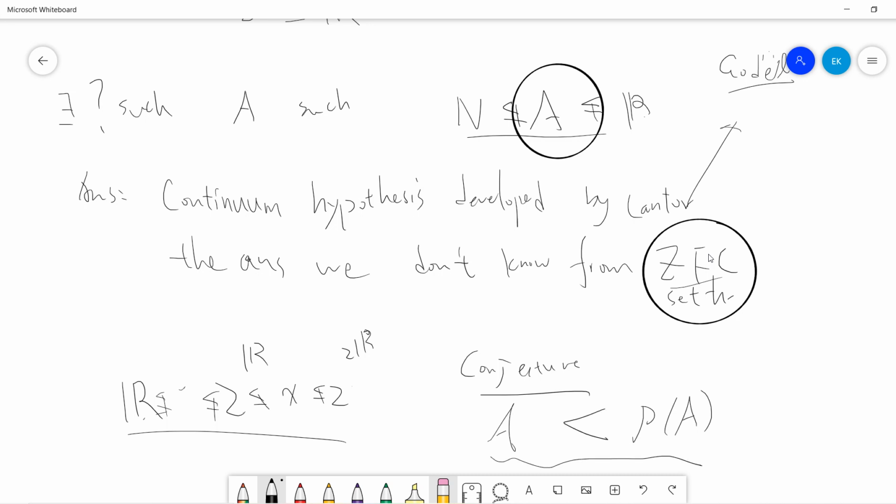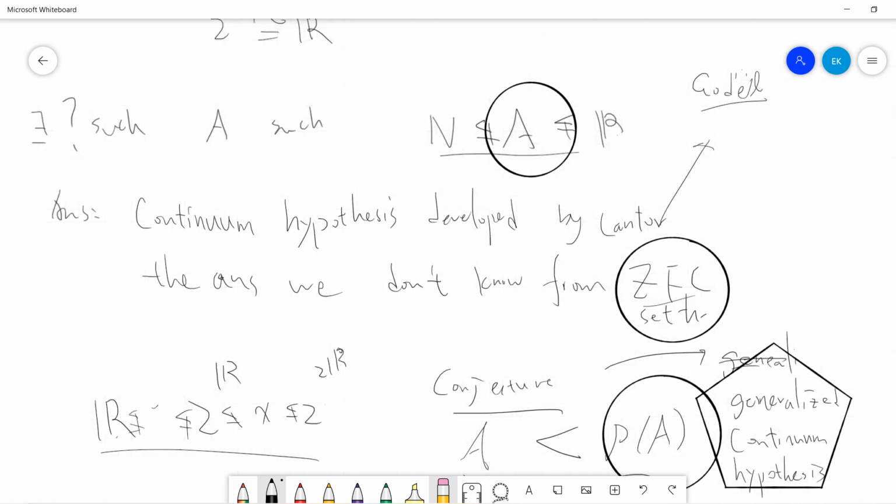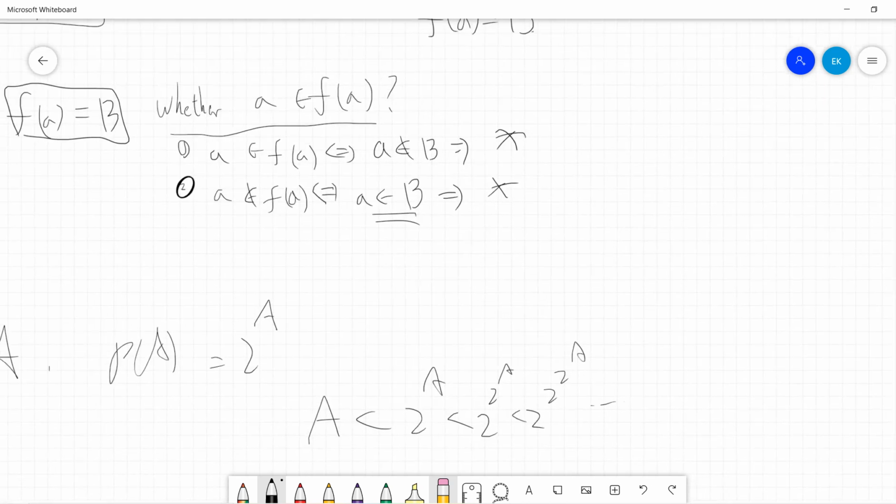For infinite sets, some people say that there's no other set which is strictly larger than A but strictly smaller than PA. So PA is the smallest set which is larger than A. This is called the generalized continuum hypothesis. You can go to Google or find other more advanced articles if you are interested in set theory. I mean, these are fascinating results.